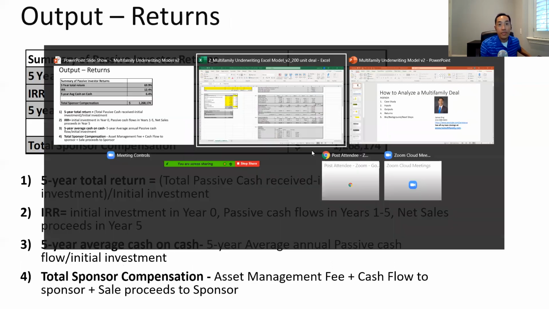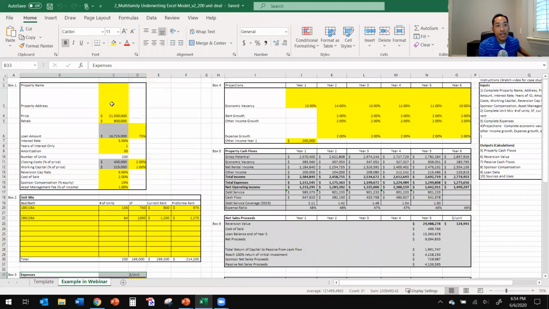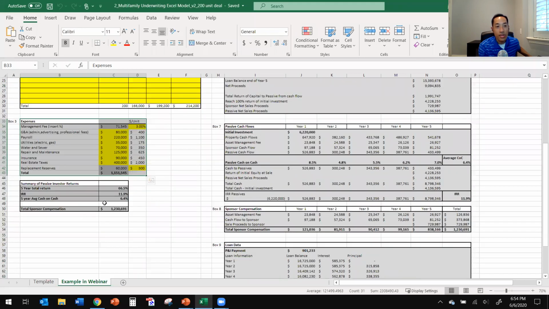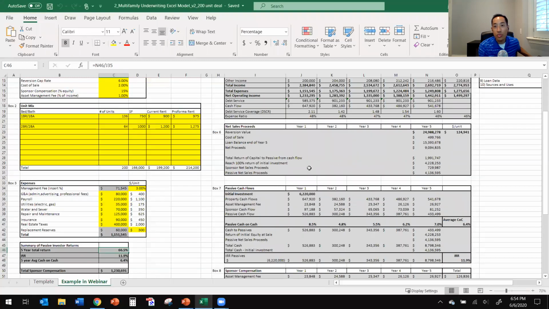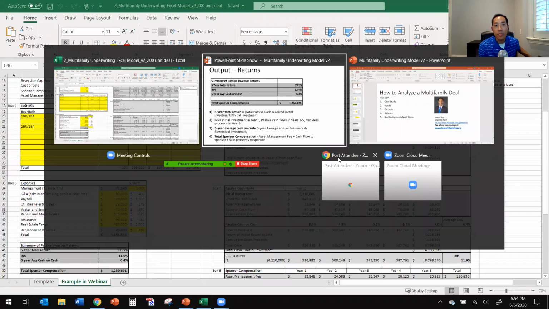And so let's go back to the model here. So once you plug in your basics on the property, the unit mix, the expenses, and then your projections in box 4, that's going to feed into your total returns right here. So here we'll go through sort of the passive investor returns, and then also what the sponsor is going to make and some of the outputs. So let's jump back.